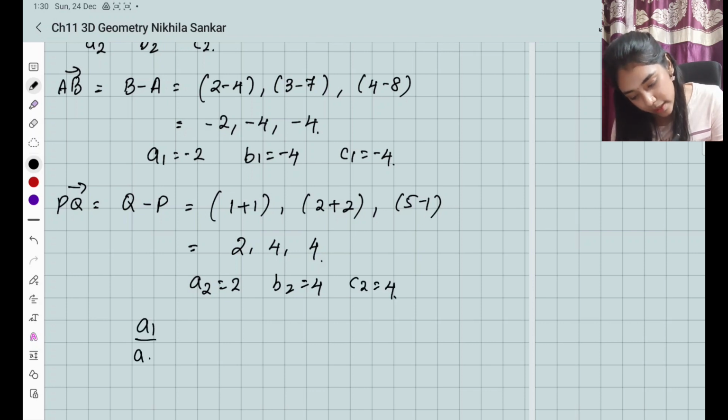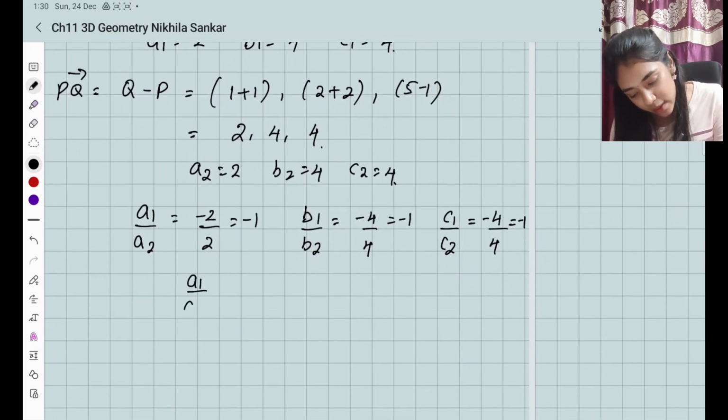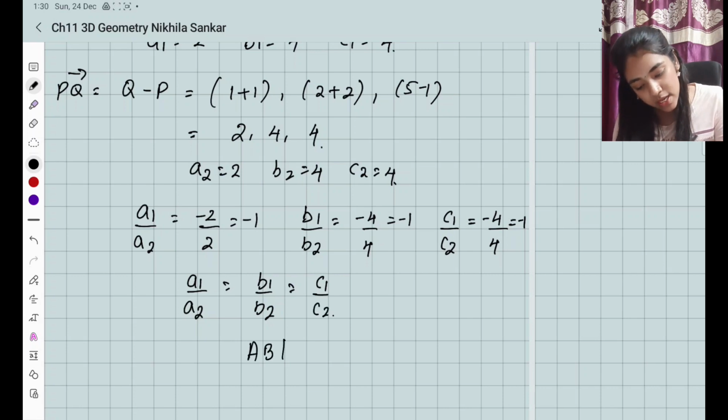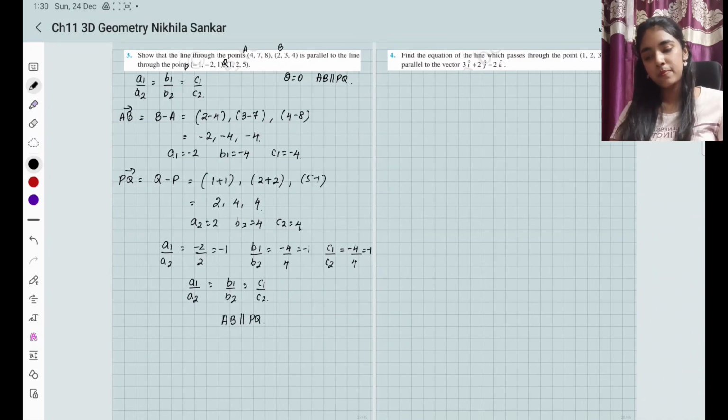So A1 by A2 equals minus 2 divided by 2, which is minus 1. In the same way, B1 divided by B2 equals minus 4 divided by 4, which is minus 1, and C1 divided by C2 is going to be minus 4 divided by 4, which is minus 1. So what do we see here? A1 by A2 equals B1 by B2 equals C1 by C2. Hence AB is going to be parallel to PQ. Okay, understood? Please copy.